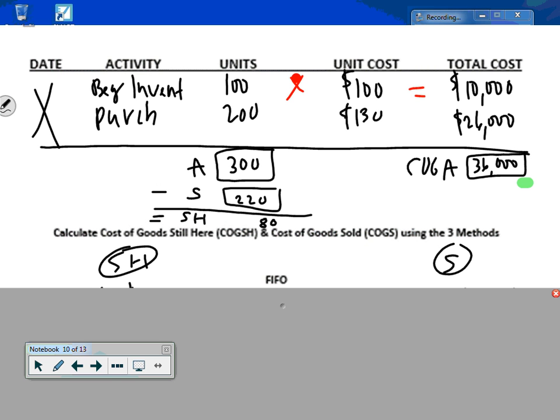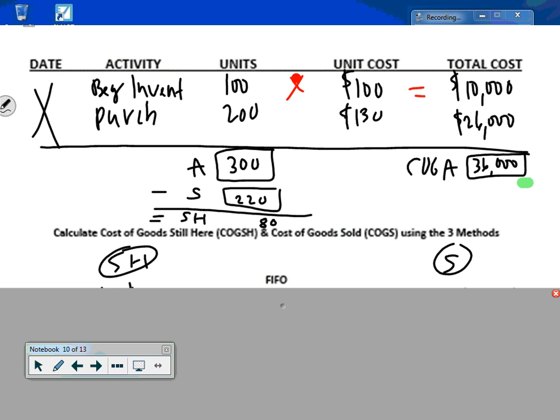What two numbers are you going to mess with to figure out the average cost per unit? That's what we did just yesterday. You're going to take $36,000 divided by 300 things to equal an average unit cost of $120. I'll just give you that as a checkpoint.